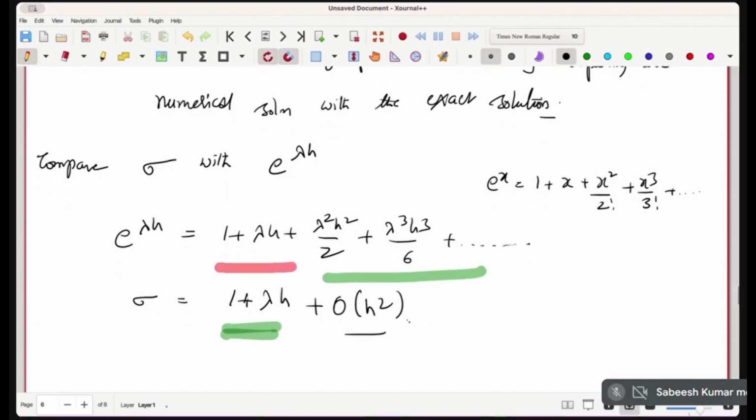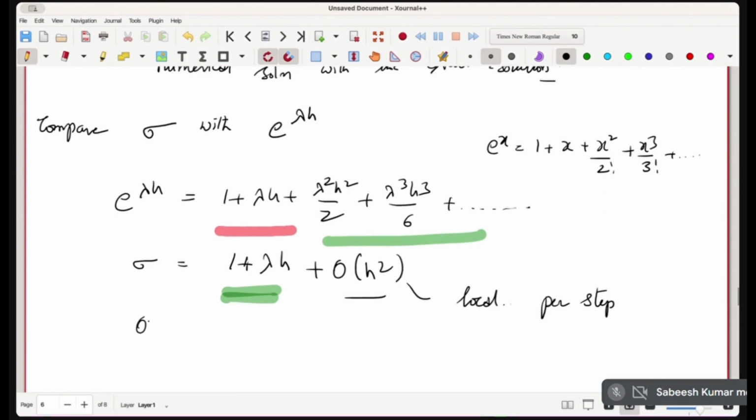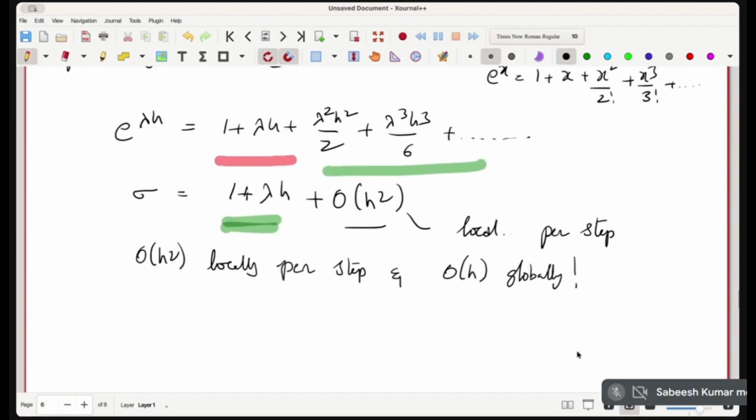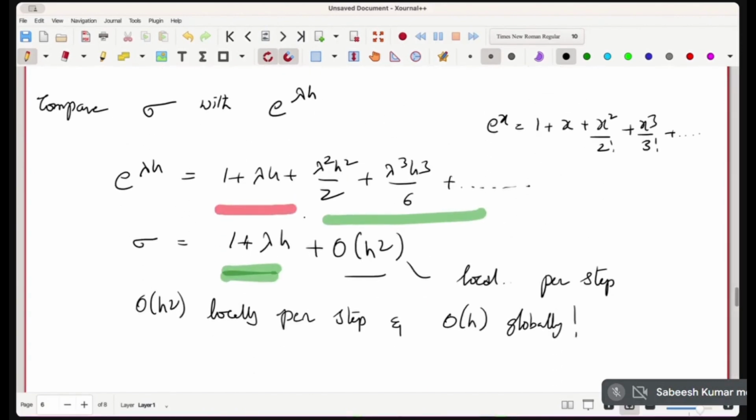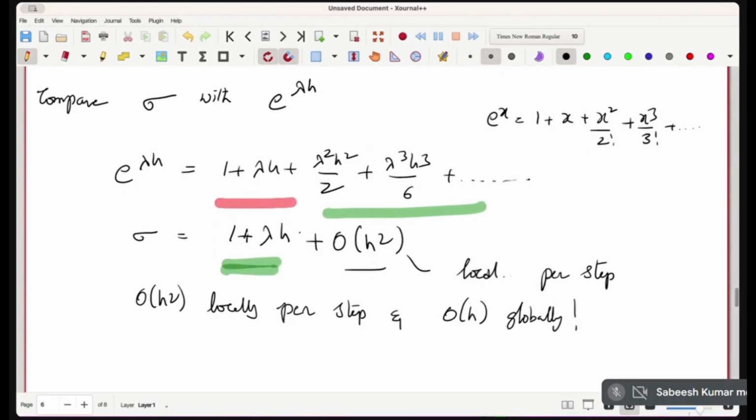Okay, again, this order of accuracy of h square is a local accuracy because this is per step, right? That means if you do n steps, then this order of h square is going to degrade to order h, right? So that means it has an order of accuracy of order h square locally per step and has first order accuracy globally.